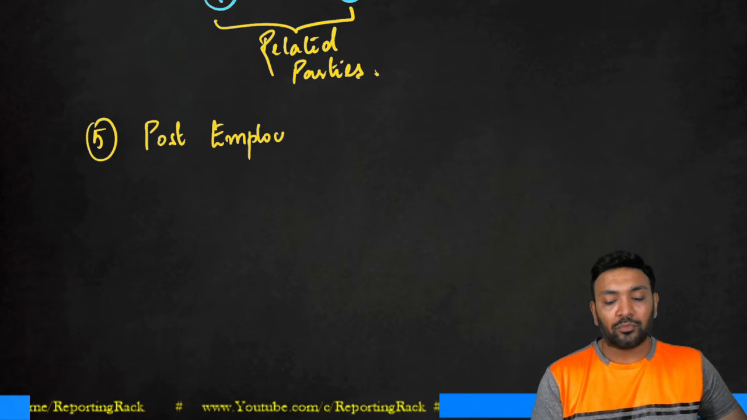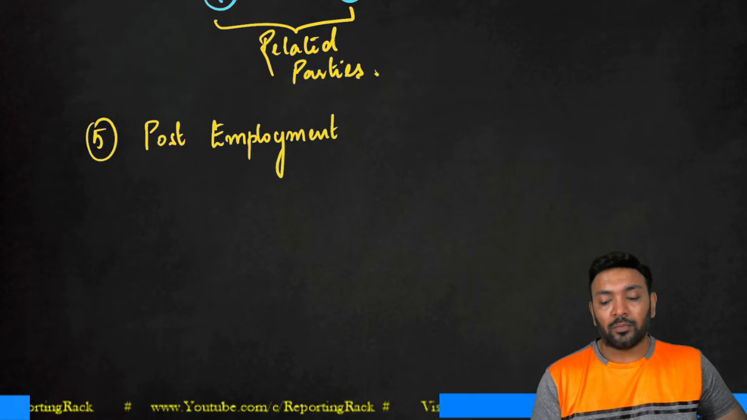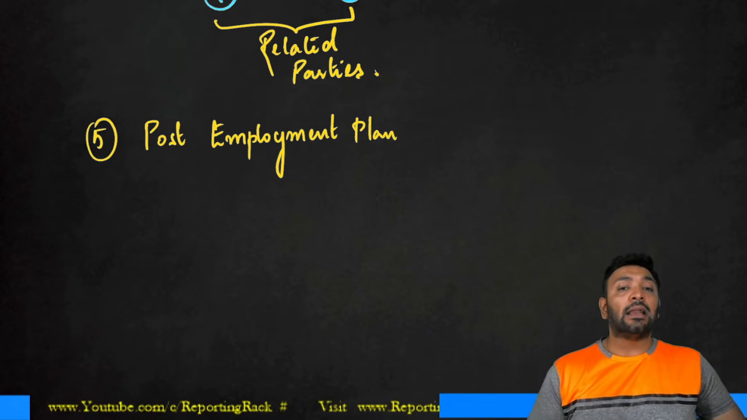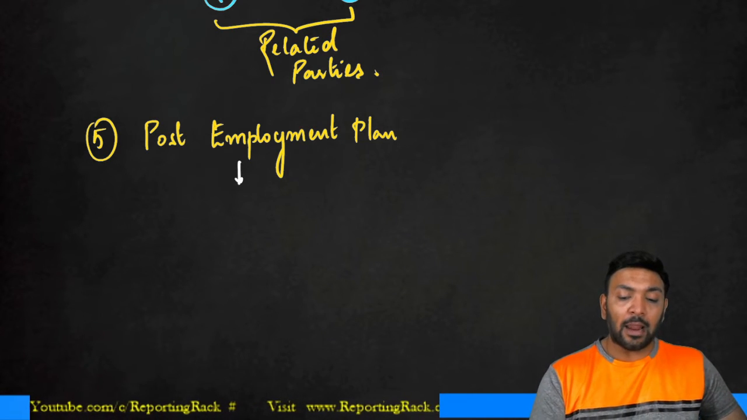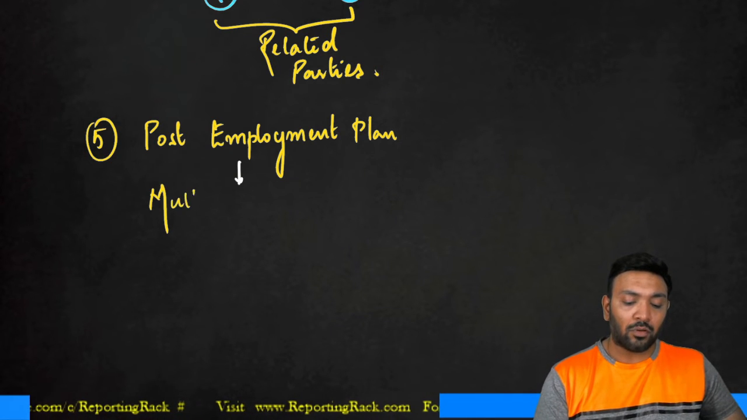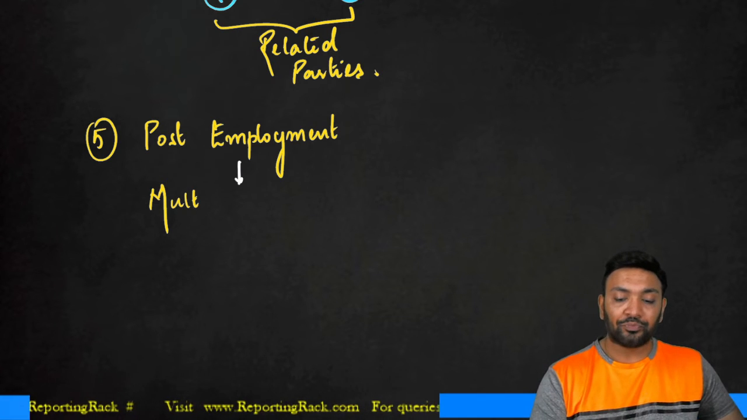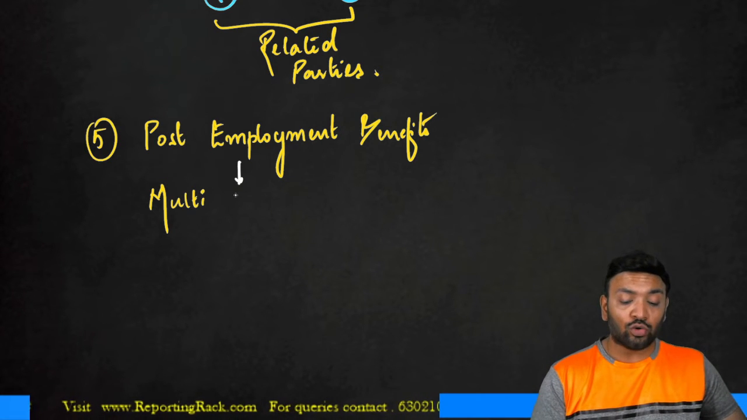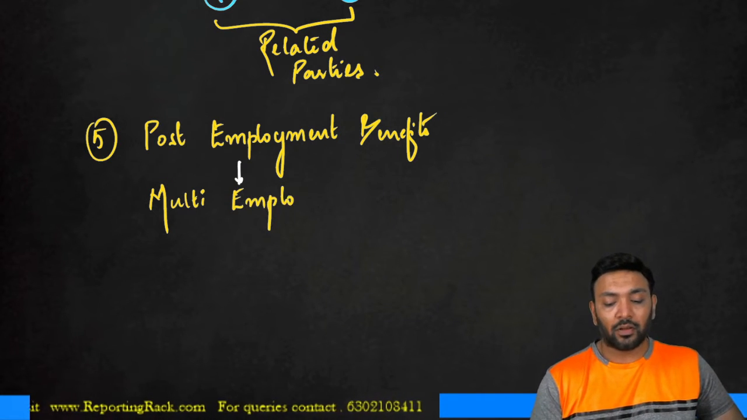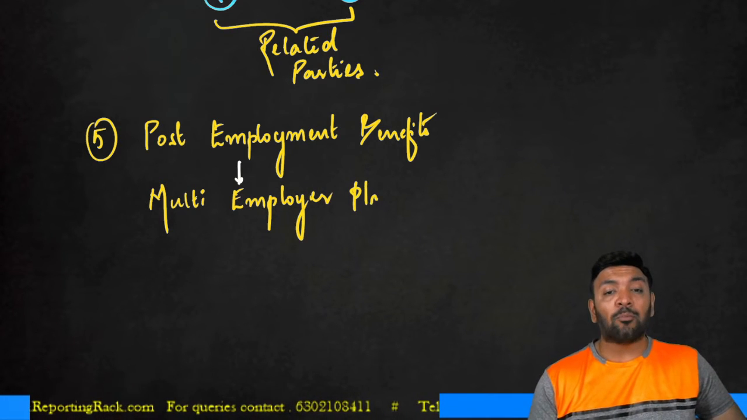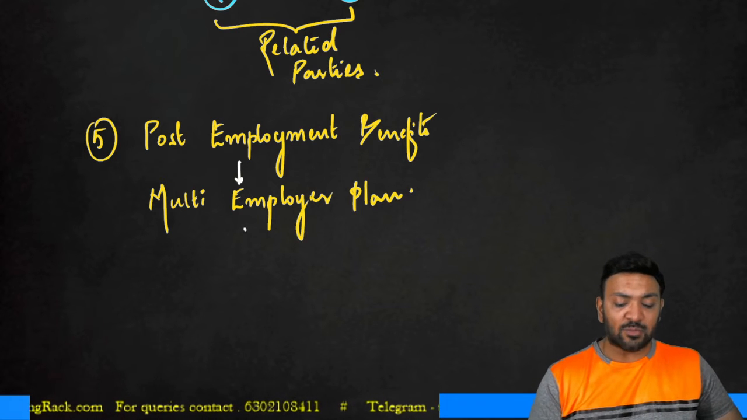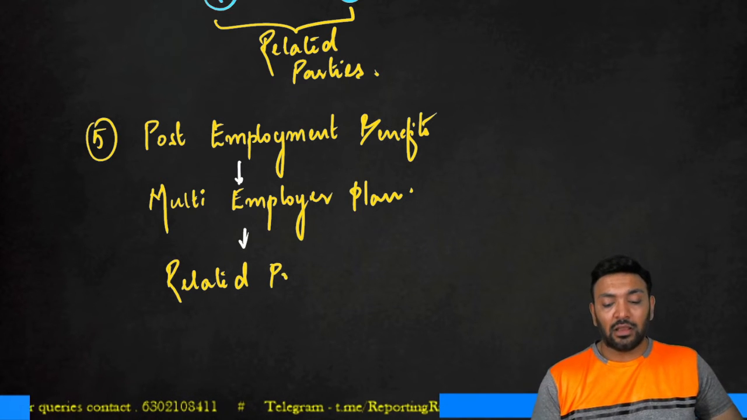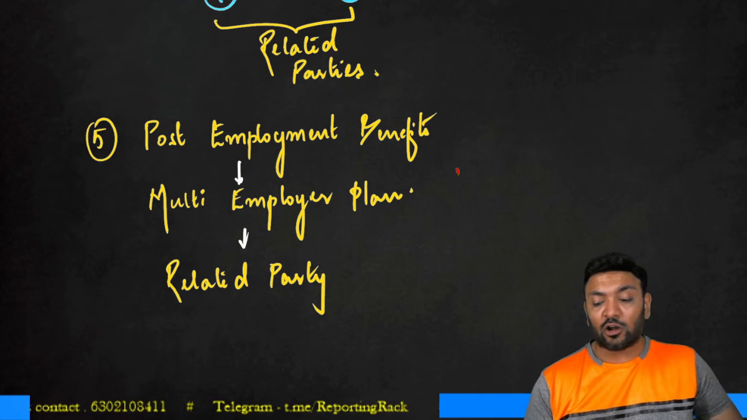Post-employment plan. Any post-employment plans that we have discussed as per Ind AS 19, if they are being managed by a multi-employer plan. Sorry, post-employment benefits. Benefits post-employment to my employees are handled through a multi-employer plan. Then the multi-employer plan should be considered as my related party. This is my related party. If you remember, this was a part of Ind AS 19.